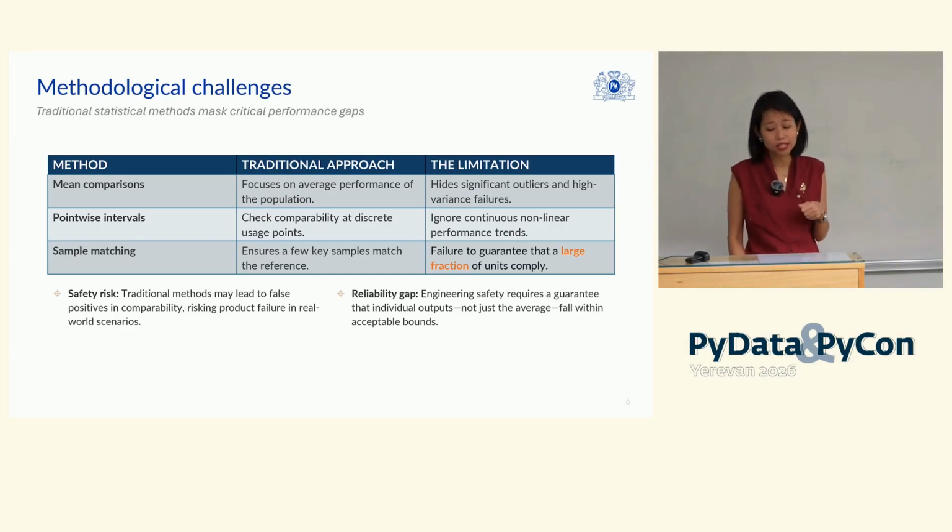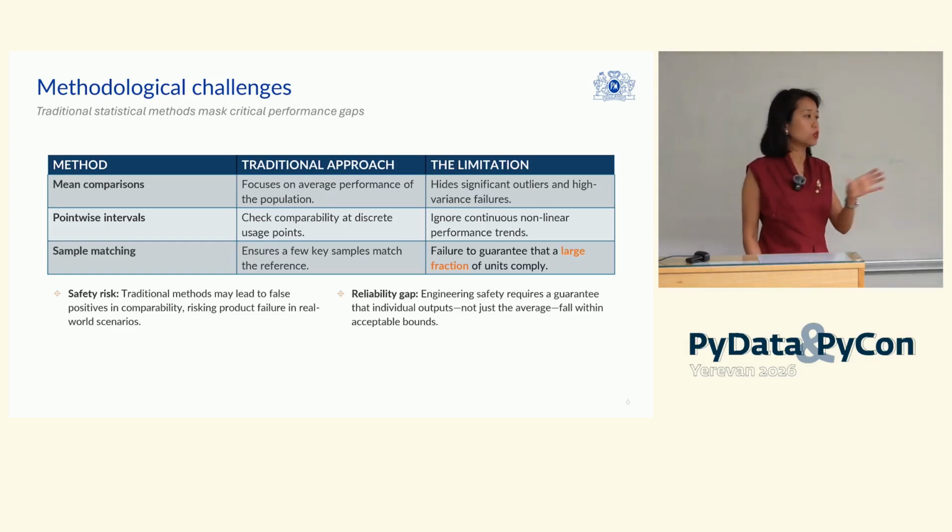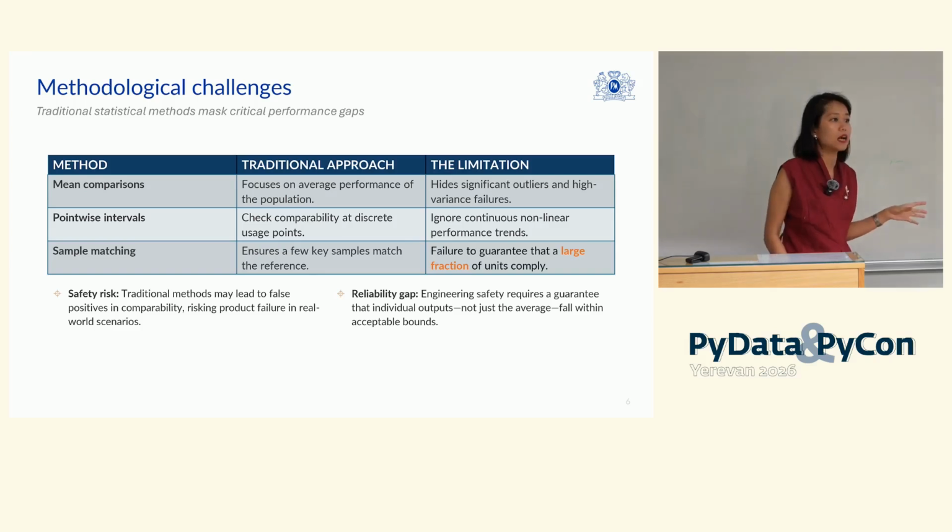So then how do you ensure these few key samples are actually quite representative of our general population, so that this approach of just taking a sample and looking into certain parameters will be sufficient for us to understand how large a fraction of our units will actually comply with what we decided at the beginning as our success standard?